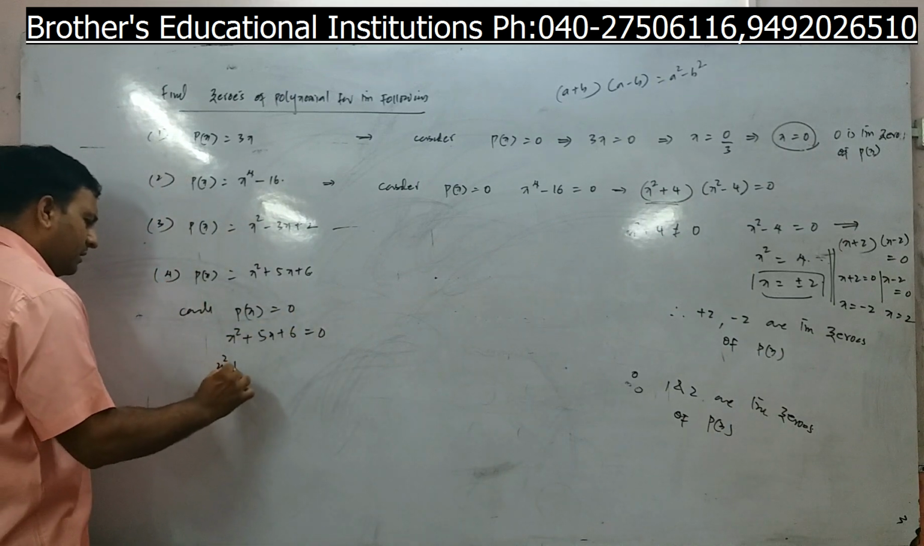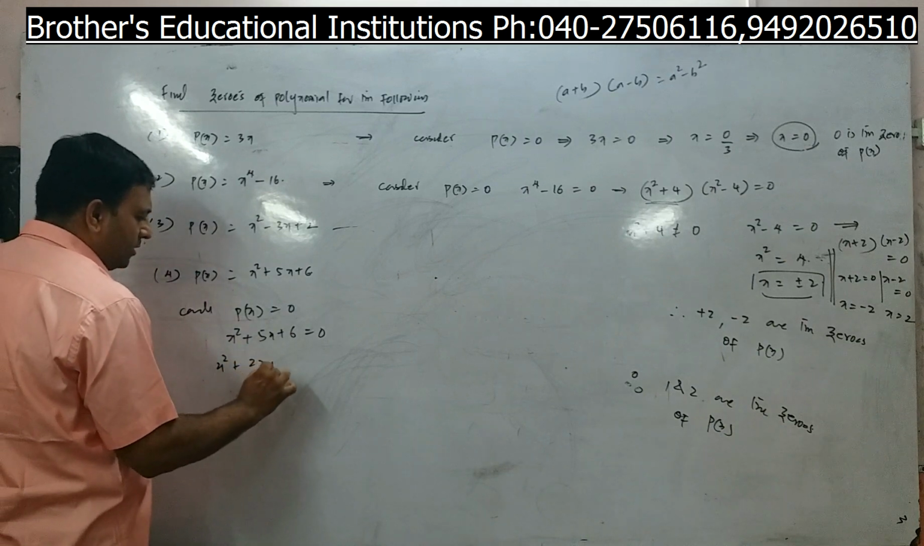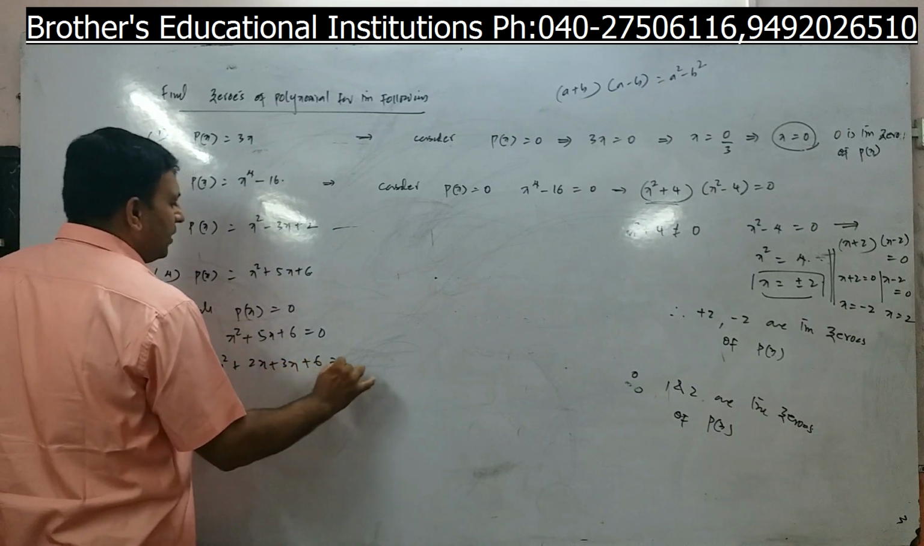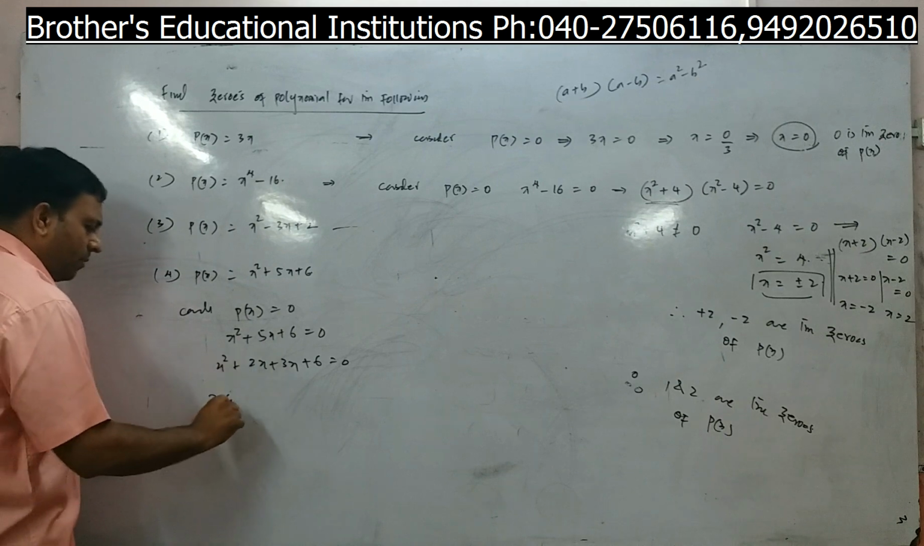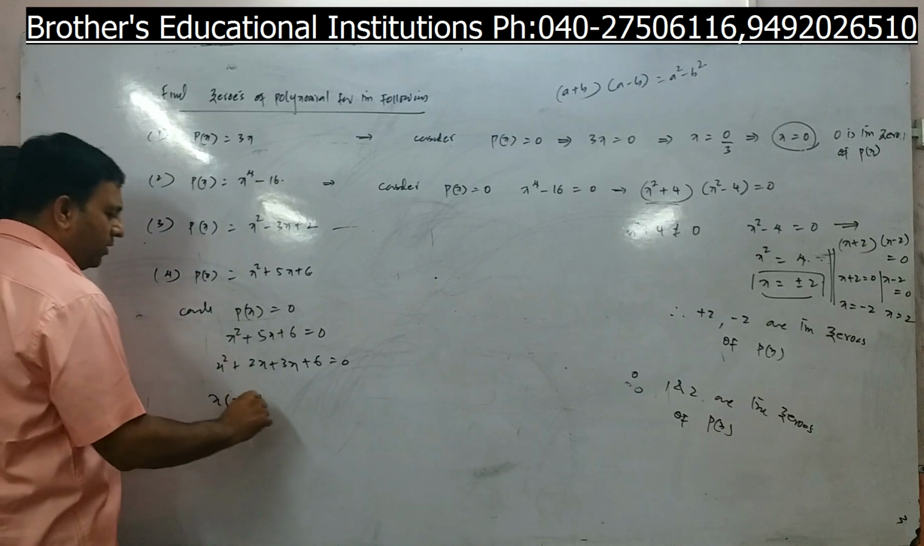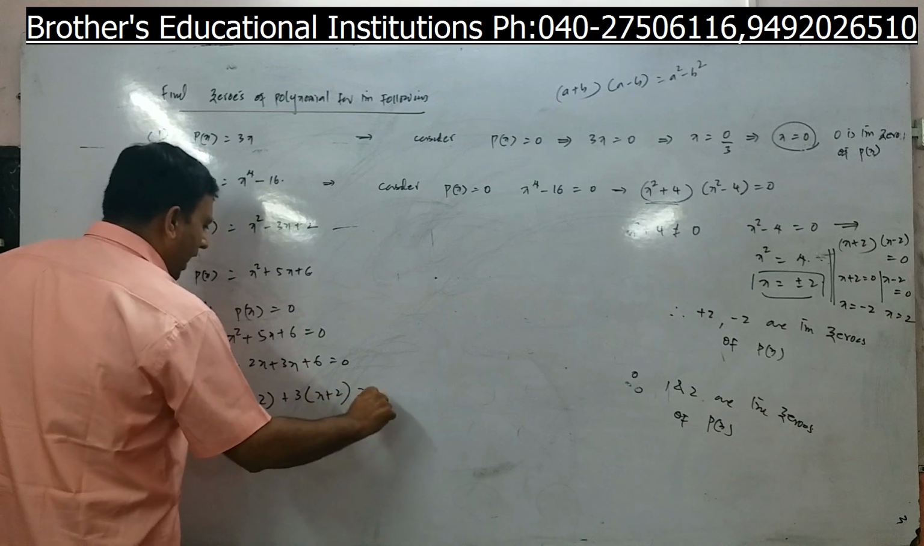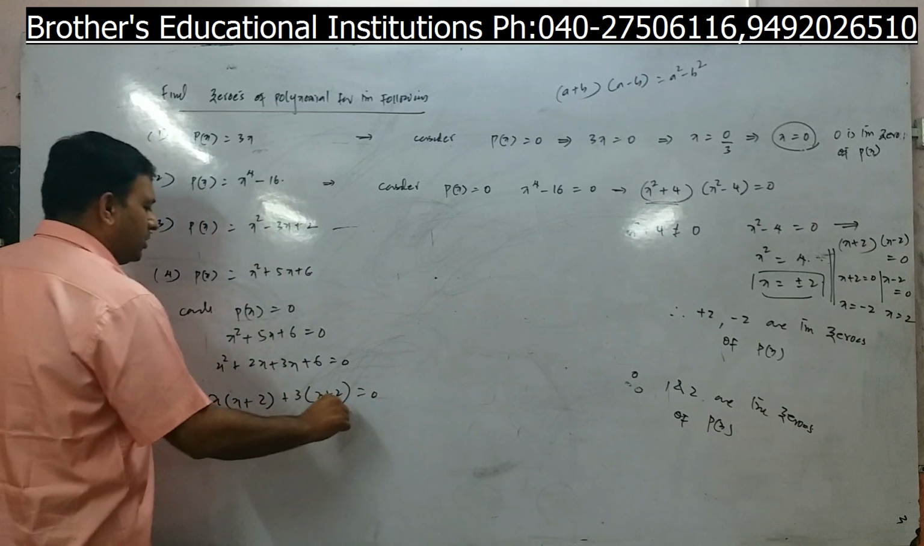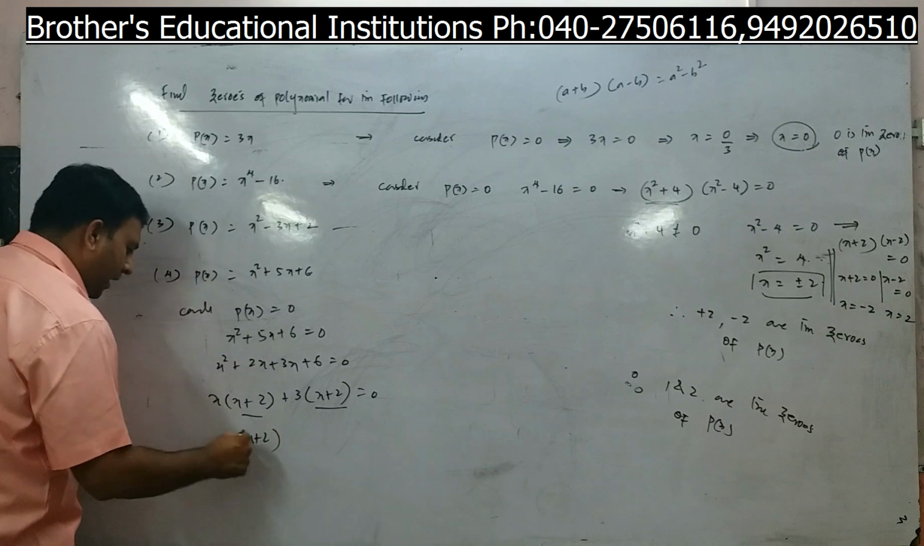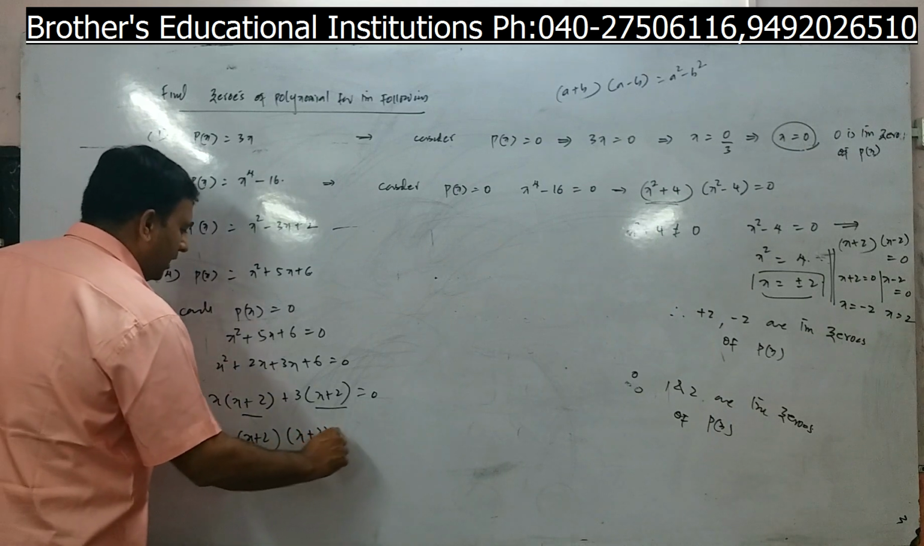How do I factorize? I will write 5x as 2x plus 3x plus 6 is equal to 0. Can I take x common? Yes sir. X common, you have 2. Can I take 3 common? Yes sir. X plus 2. Again what do you think is the common? X plus 2 is common. Yes sir. X plus 2 into x plus 3 is equal to 0.